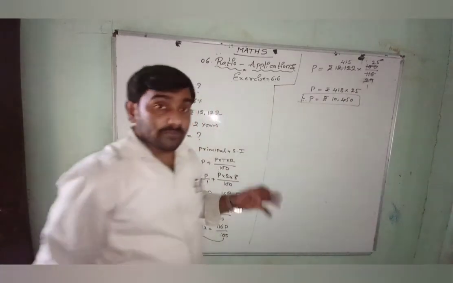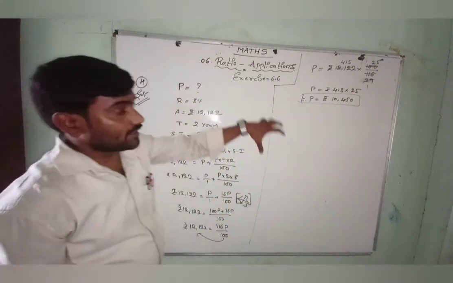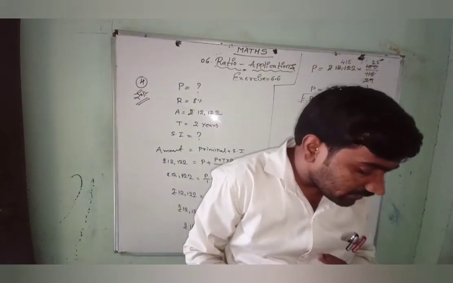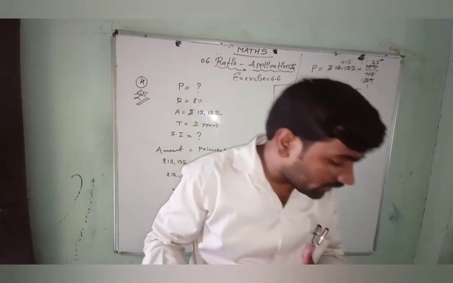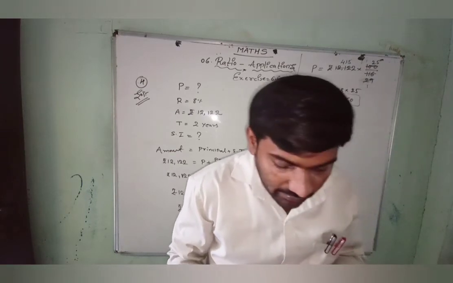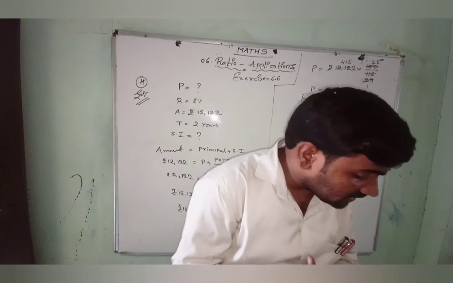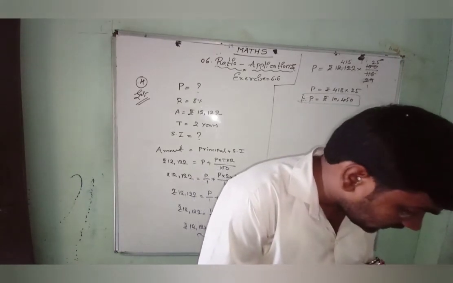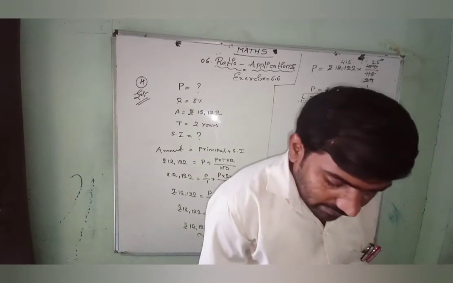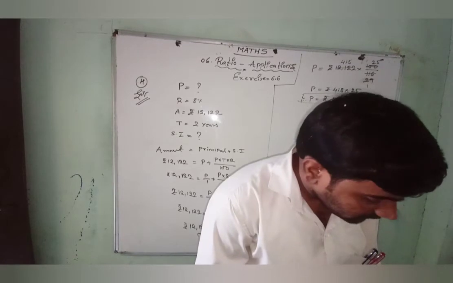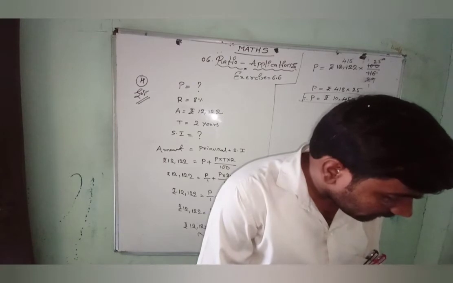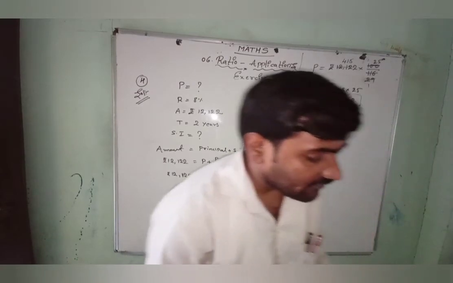We got the principal. Now what do we have to do? See, the principal we got it. Now what we have to do? The question was not ended. What will be the amount in 2 years 8 months at the rate of 9% interest? What will it amount to?